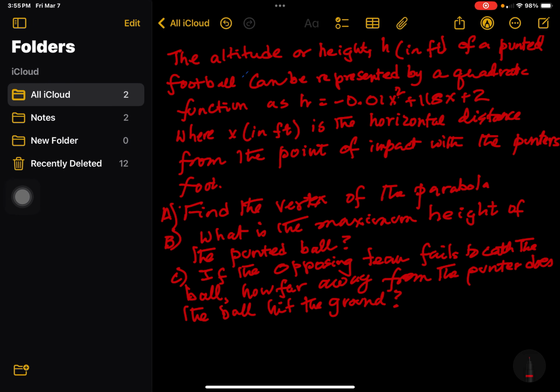The altitude or height in feet of a punted football can be represented by a quadratic function as h equal to minus 0.01 x square plus 118x plus 2, where x in feet is the horizontal distance from the point of impact with the punter's foot. Part A, find the vertex of the parabola. Part B, what is the maximum height of the punted ball. Part C, if the opposing team fails to catch the ball, how far away from the punter does the ball hit the ground? Okay, so we will work with part A first.